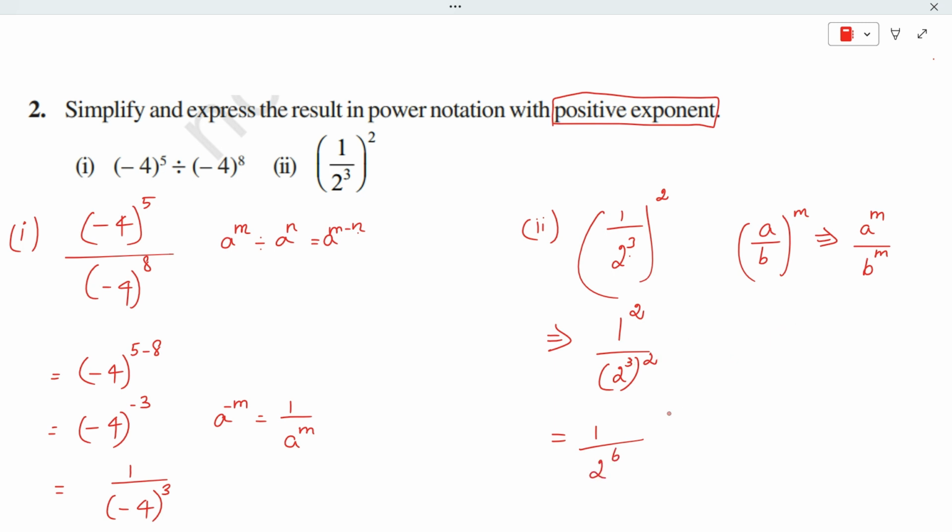So here I am again using another law of exponents. A power m to the power n is a power m into n, isn't it? So 3 times 2 is going to be 6. So the answer is 1 by 2 power 6.